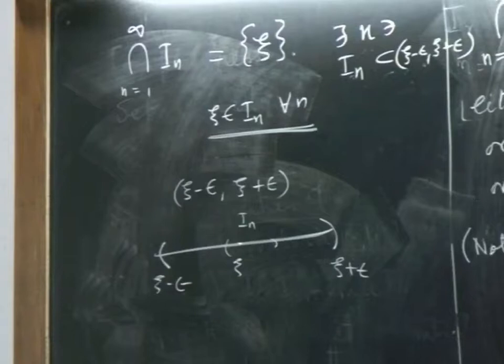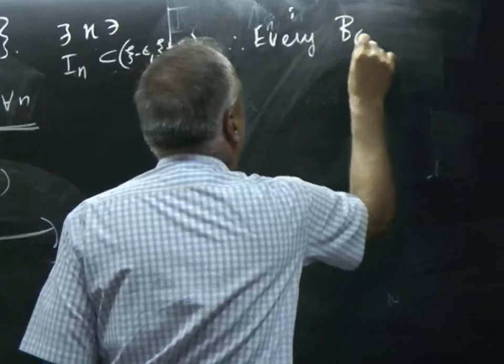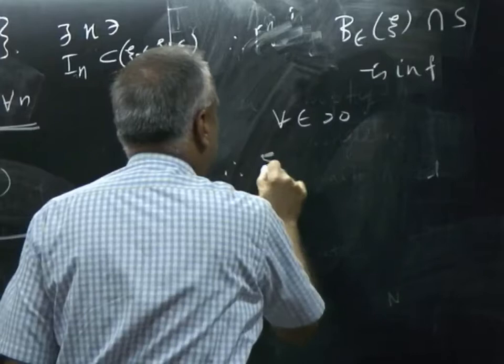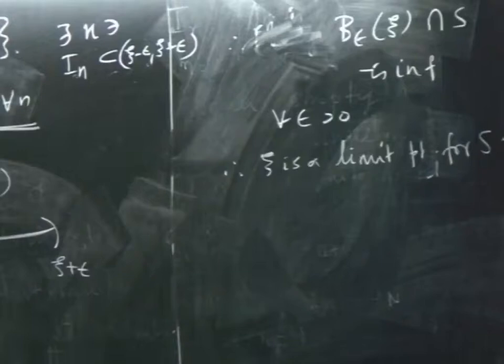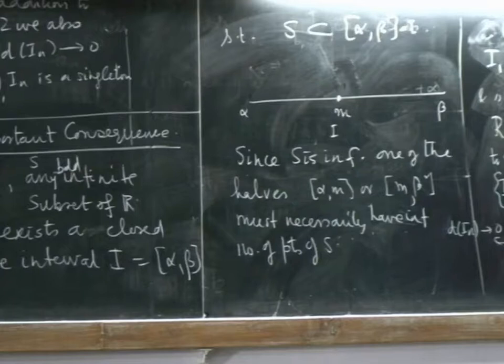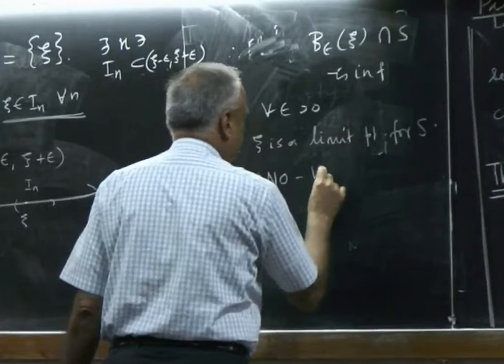Therefore, B epsilon xi intersection S is infinite for every epsilon positive, therefore xi is a limit point for S. So therefore, our conclusion is, if we start with a bounded infinite set in the real line, we have shown that there must be a limit point. This is the so-called famous Bolzano-Weierstrass theorem. It is a very big name called Bolzano-Weierstrass theorem. That is our conclusion.